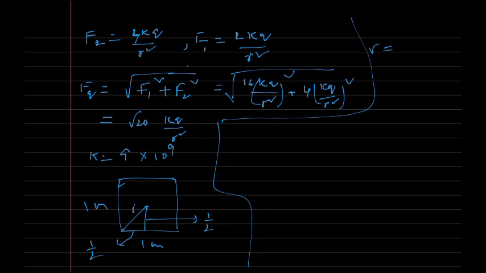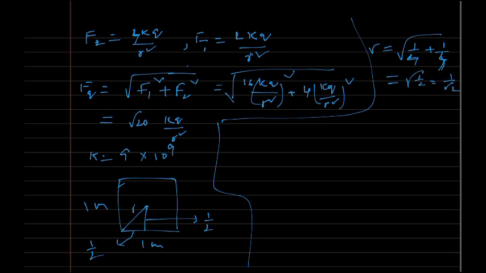under root of 1 by 4 plus 1 by 4, that is 1 by 2 square, 1 by 2 square, right? So 2 by 4 is equal to 1 by 2, under root 1 by 2. You can write it as 1 by root 2. So the r value that we have got, r square is equal to 1 by 2. Now substitute these two, this one and this one here.